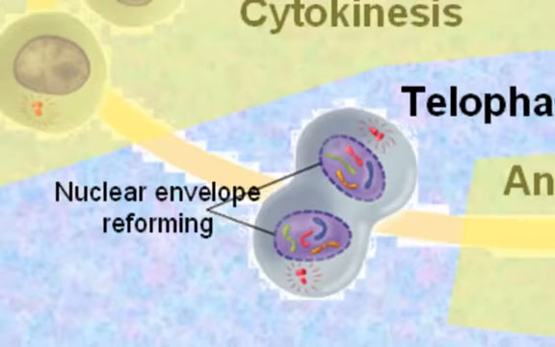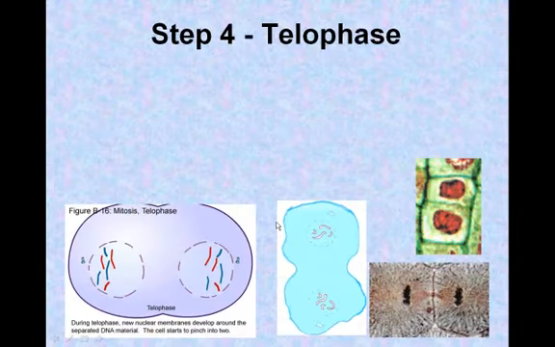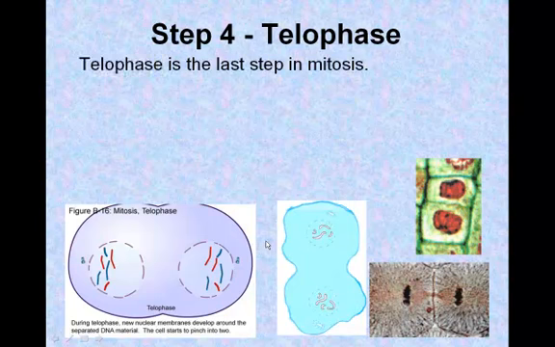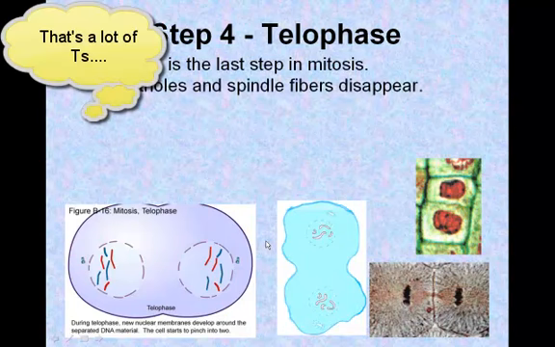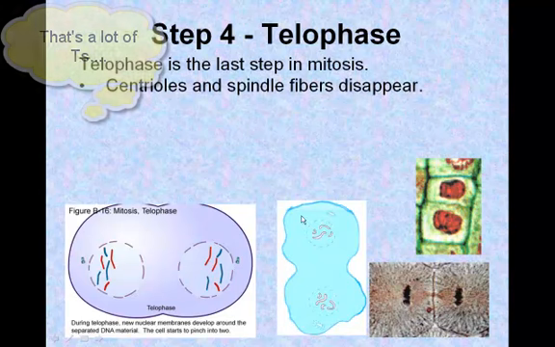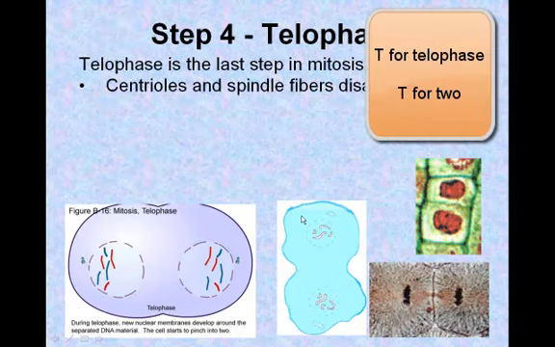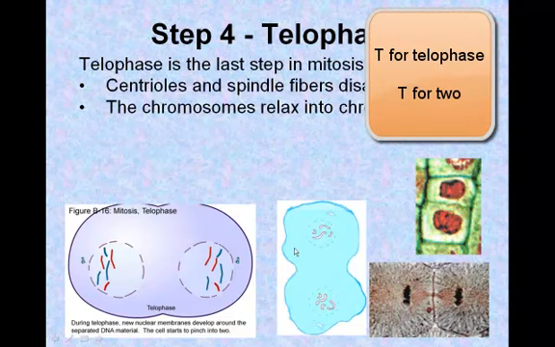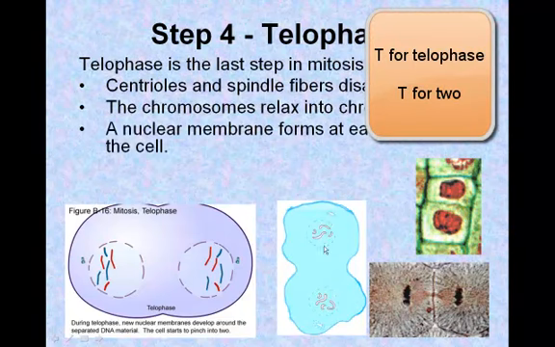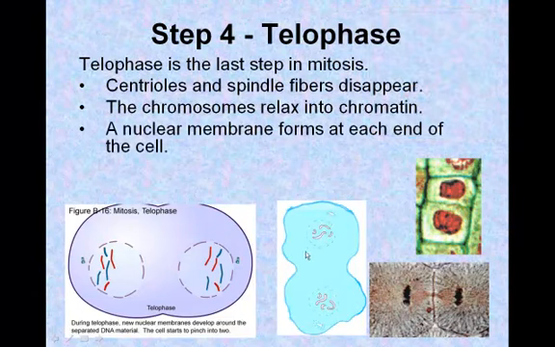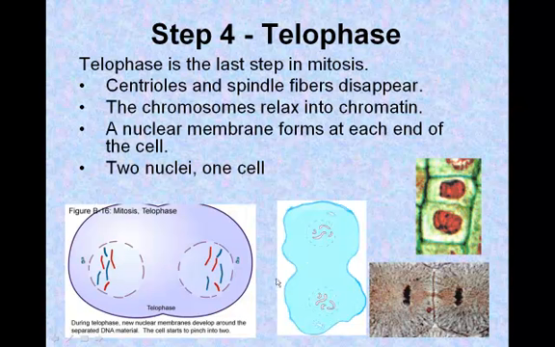Now, telophase. Telophase, think T for 2. When you talk on the telephone, there's usually 2 of you talking. So it's the last step in mitosis, and there's going to be 2 nuclei, 2 nucleuses, which is nuclei. So the centrioles and spindle fibers are going to go away. The chromosomes are going to start relaxing again, and at the end of each cell, you start to get an actual nucleus forming. So you have one cell, but there's a nucleus at each end of it. So T for telophase, T for 2, you have 2 nuclei.